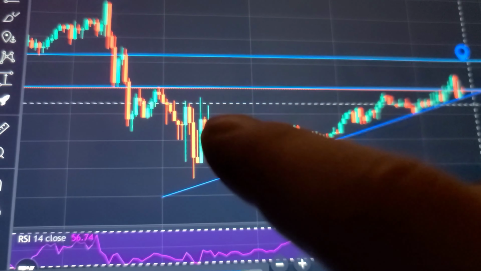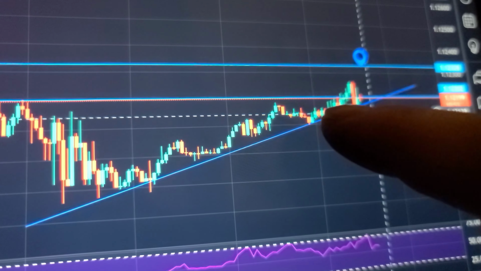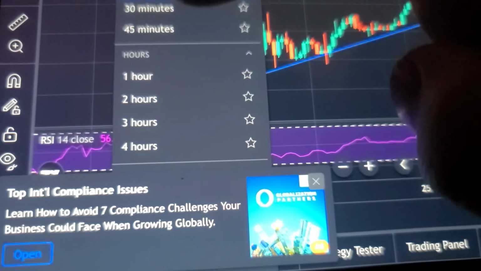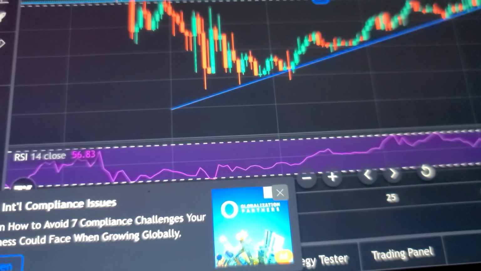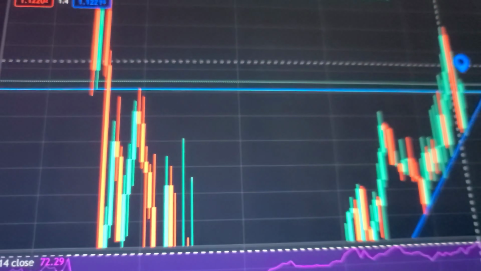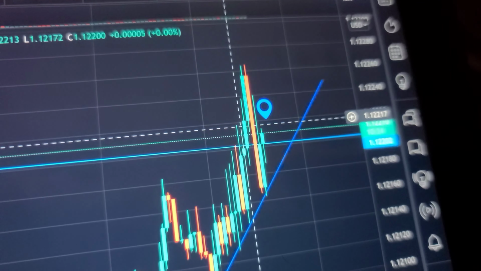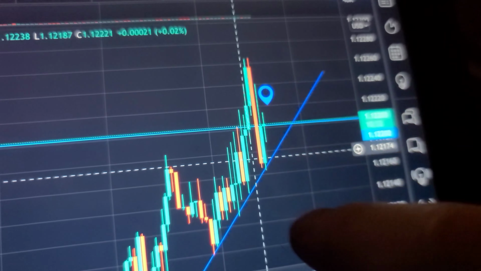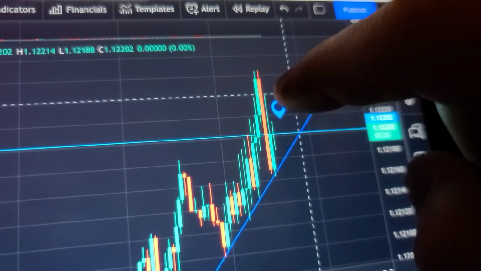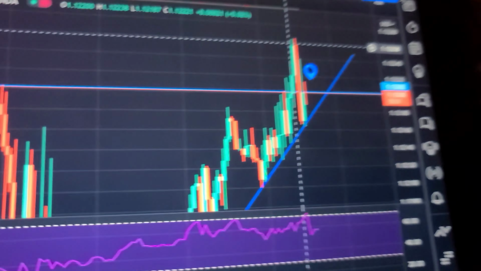Right there, I waited probably 45 minutes, and it just kind of consolidated a bit. It didn't break, and then it did break. Let me stretch it out a bit here. On the 15-minute, once it did break this line, it started going up. Each one of these is 15 minutes. So for half an hour or 45 minutes, it had gone up to here, which put me around $1.30 profit.